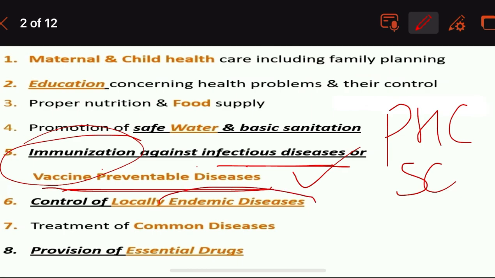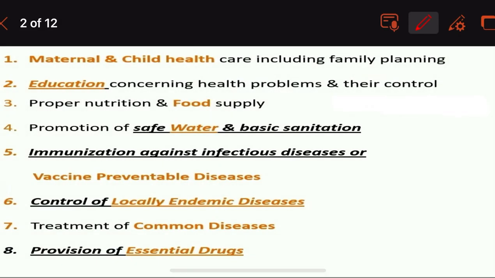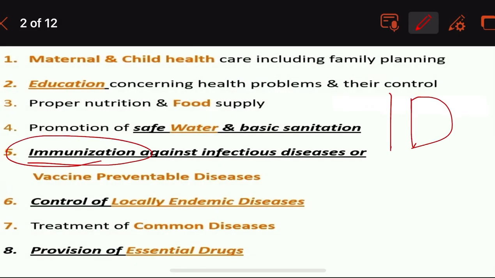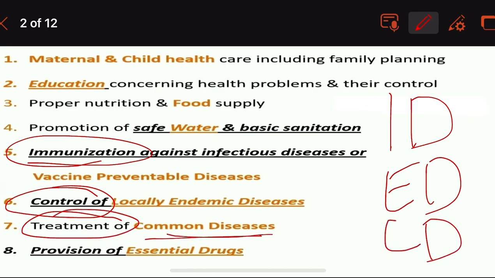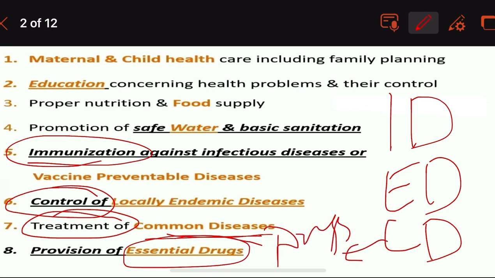Control of locally endemic diseases. So we are providing immunization against infectious diseases, control of locally endemic diseases, then giving the treatment for the common diseases, and provision of essential drugs. How do we give the treatment? By providing drugs, provision of essential drugs. So what are we doing, guys? Immunization is given again for the infectious diseases.